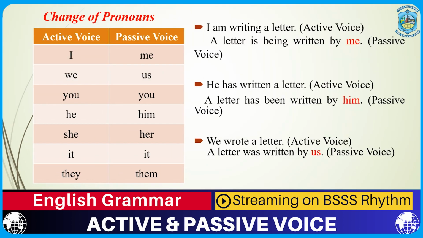But when we change them into passive voice, I am writing a letter will become a letter is being written by me. This is the objective case of pronoun. A letter has been written by him in the next sentence. The third one will be a letter was written by us. So, we have to be very careful about the change that comes to pronouns.